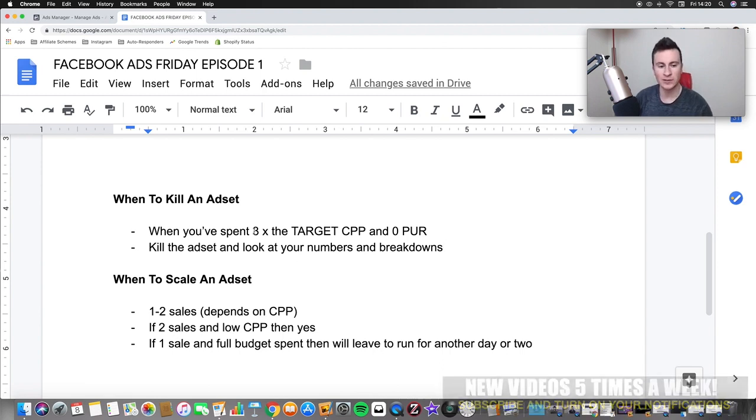When you've spent 3 times the target cost per purchase and you have 0 purchases, to me that is a signal where you need to stop the ad set and start looking at the numbers to see exactly what is happening, and whether you think you can build something out of it, or whether it's just a lost cause and you need to switch it off completely.